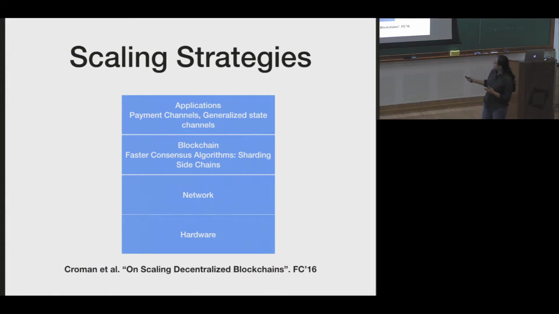This is the kind of layers that you can think of in a typical blockchain network. At the base, you have some hardware, which would be the computing resources with the various entities. Then you have the network, which would be the physical communication channels between the nodes.